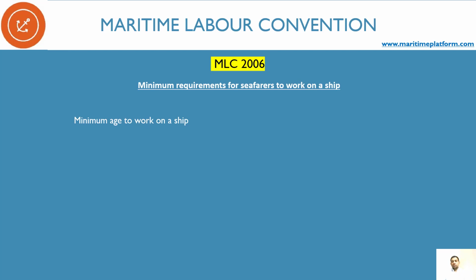You can join a ship at 16, and what you can and cannot do is mentioned here. So this is the basic requirement of placing a seafarer on board. By standard, all the companies have 18 years. You have to complete 18 years minimum to be placed on a ship.